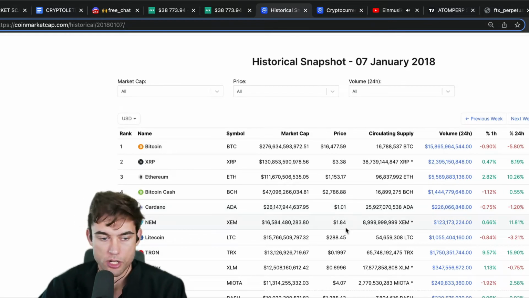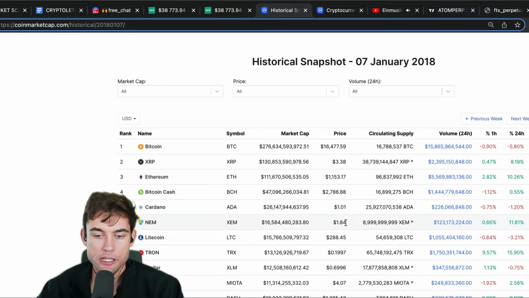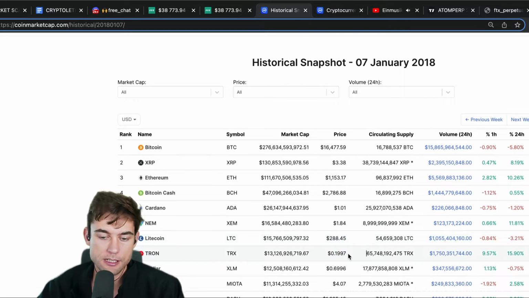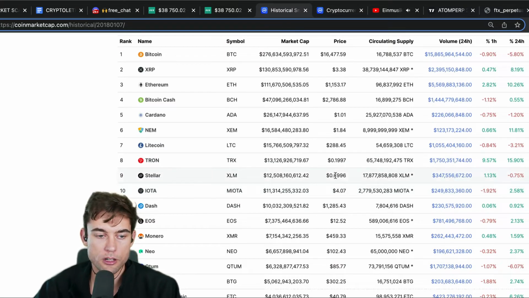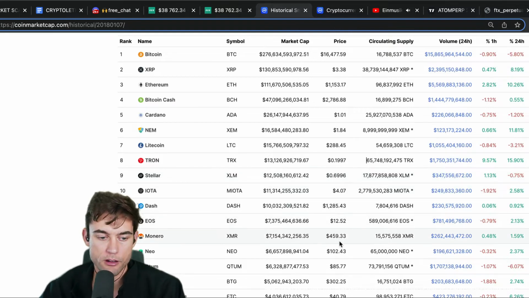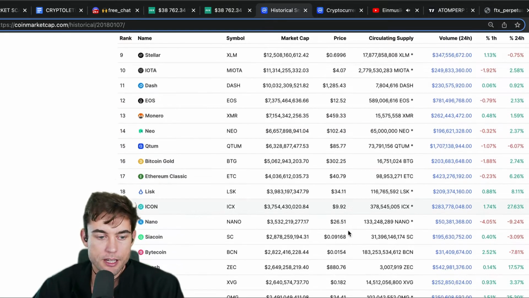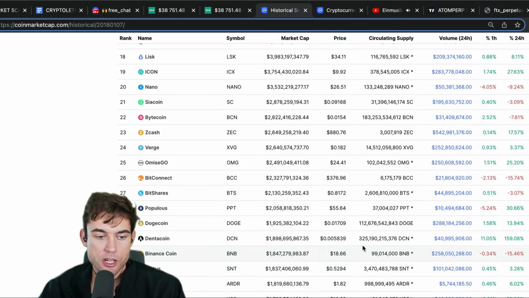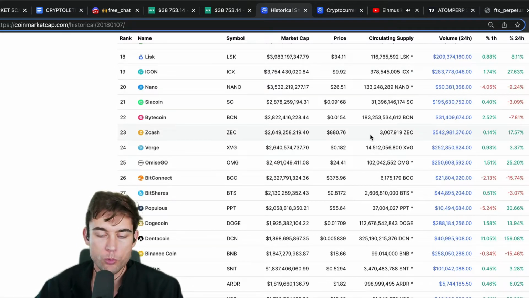There's NEM at $1.84. It's like 10 cents now or something like that. Litecoin, $288. It's like $100 now. Tron is 20 cents. It's like 6 cents now. Stellar, IOTA, Dash, EOS, Monero, Neo, Qtum, Bitcoin Gold, Ethereum Classic, Lisk, ICON, Nano, Siacoin, Bytecoin, Zcash, Verge, OMG, BitConnect, BitShares, Populous. All of those coins have gone down in value and are lower today than where they were at the peak of 2018. Dogecoin is one of the only exceptions.